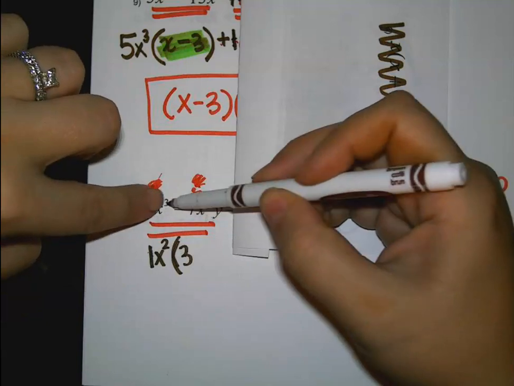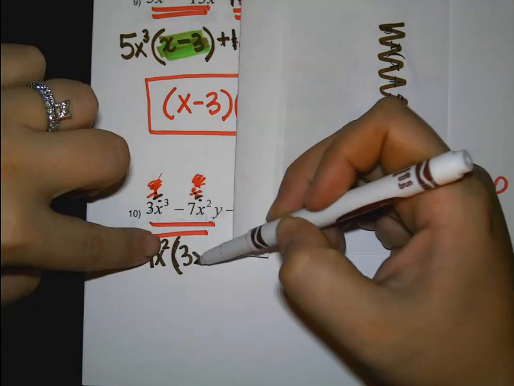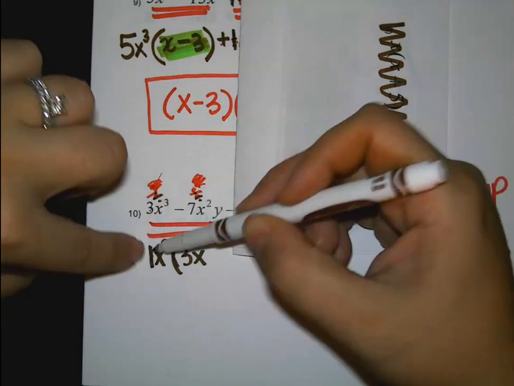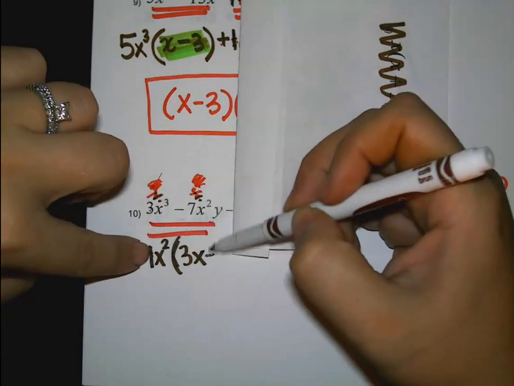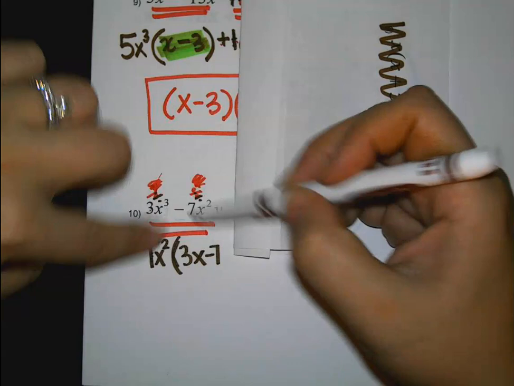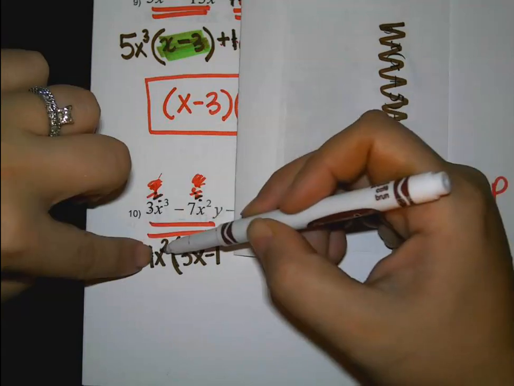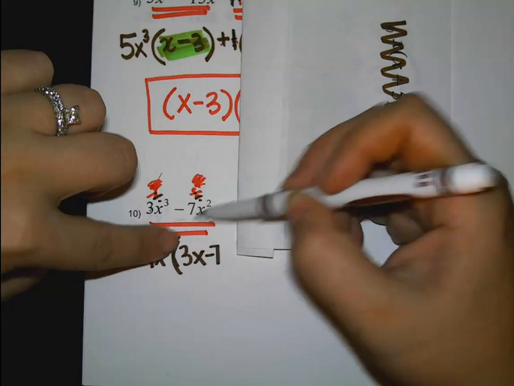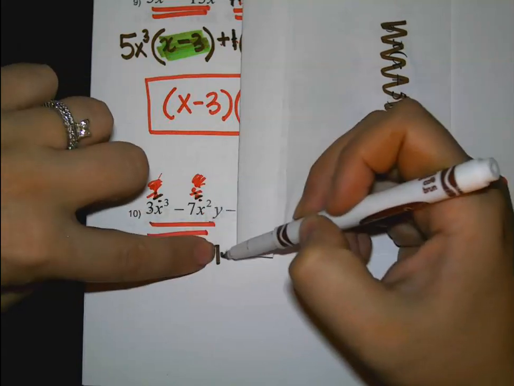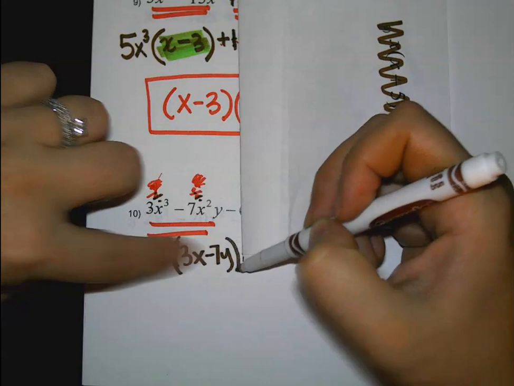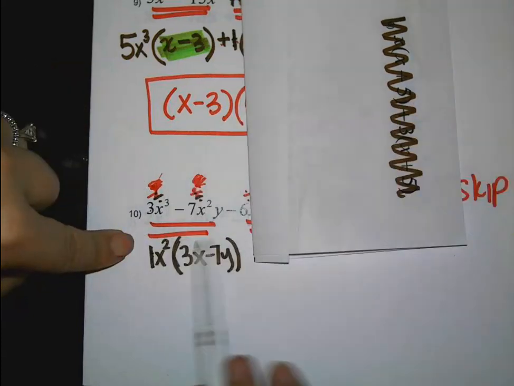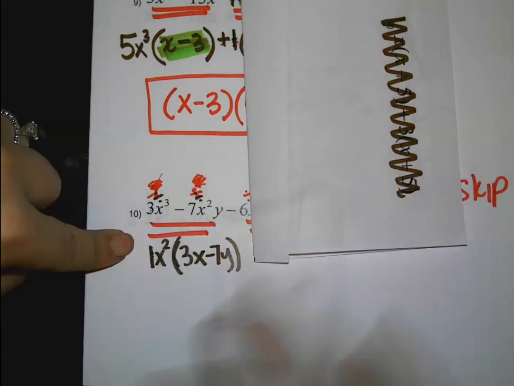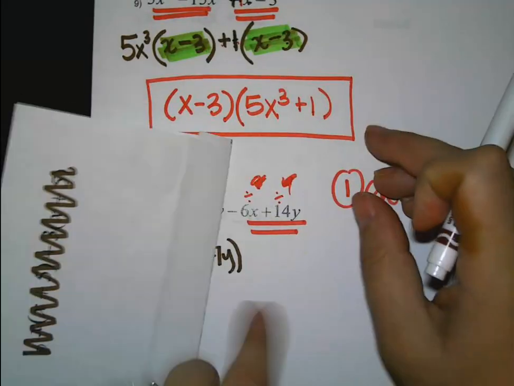And then I need 3 x's, so that's how I know to put 3x here. And then 1 times -7 makes -7. And I already have 2 x's here. But I don't have a y, so I'm going to need a y here. So again, when I multiply this through, I get these. Now I'm going to go do the same thing over here.